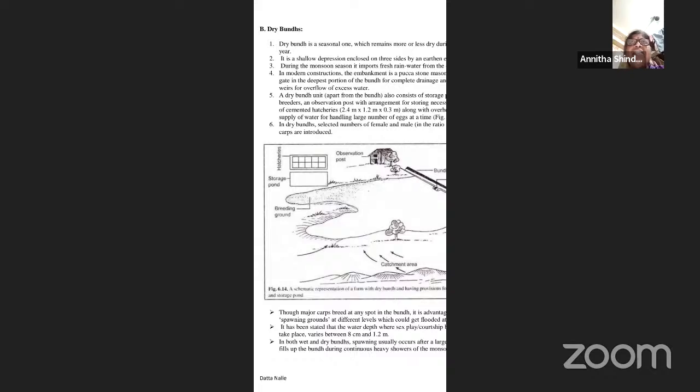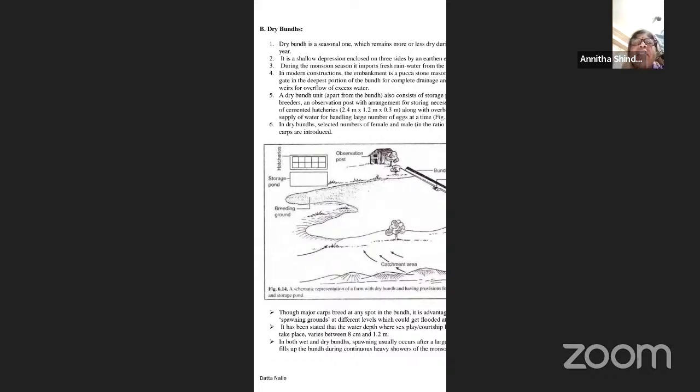So a dry bund is a seasonal one, meaning that during the monsoon period, the rainy season, when a large amount of rain comes, only at that time will this particular bund be full of water. And even during the monsoon, why? Because the monsoon is a breeding season for the fishes.